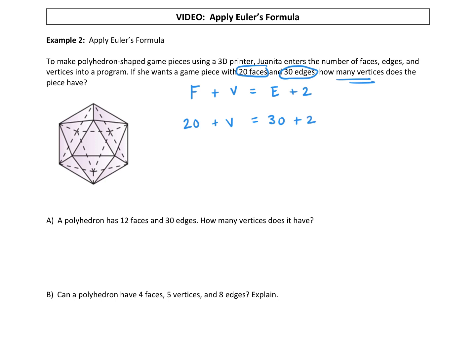And we can take this little formula and solve for V. Why don't we go ahead and combine the 30 and the 2. So we have 20 plus V equals 32. And then just subtract 20 from both sides, and we can see that Juanita will need 32 minus 20, 12 vertices.